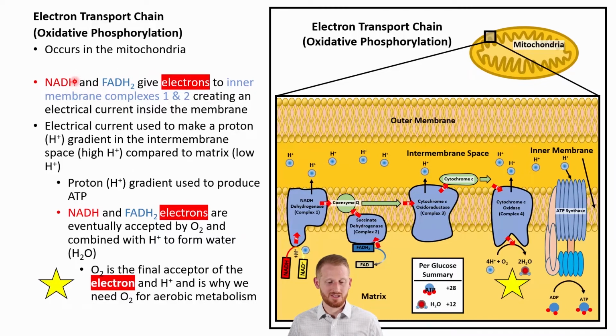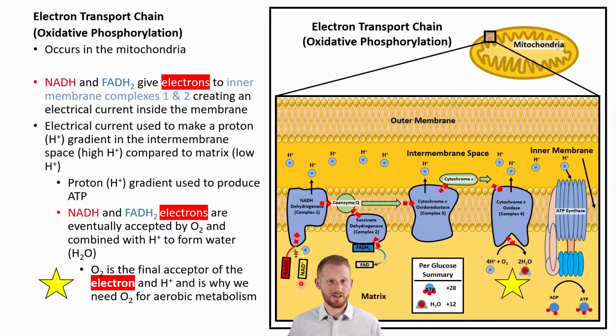In this, we're going to be taking the NADHs and the FADH2 molecules that were produced in glycolysis and in the Krebs cycle, and we're actually going to be stripping off their electrons and stripping off their hydrogen ions in order to make this process go.